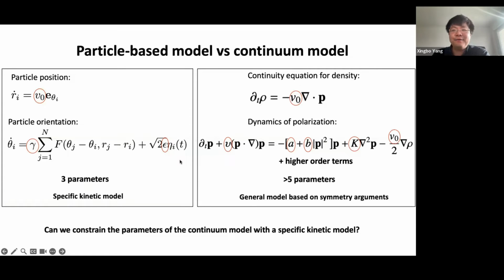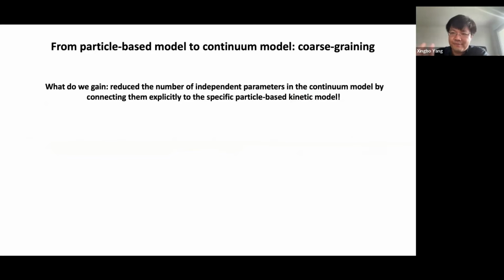Well, but now, what if we want to get the best of both worlds, right? Can we constrain the parameters of the continuum model? If we say we are going directly from a specific kinetic model, let's see if we can actually derive those continuum equations and connect them explicitly. This is usually a quite technical part, but I don't want to go into the technicalities. I just want to show an example of what can be achieved.